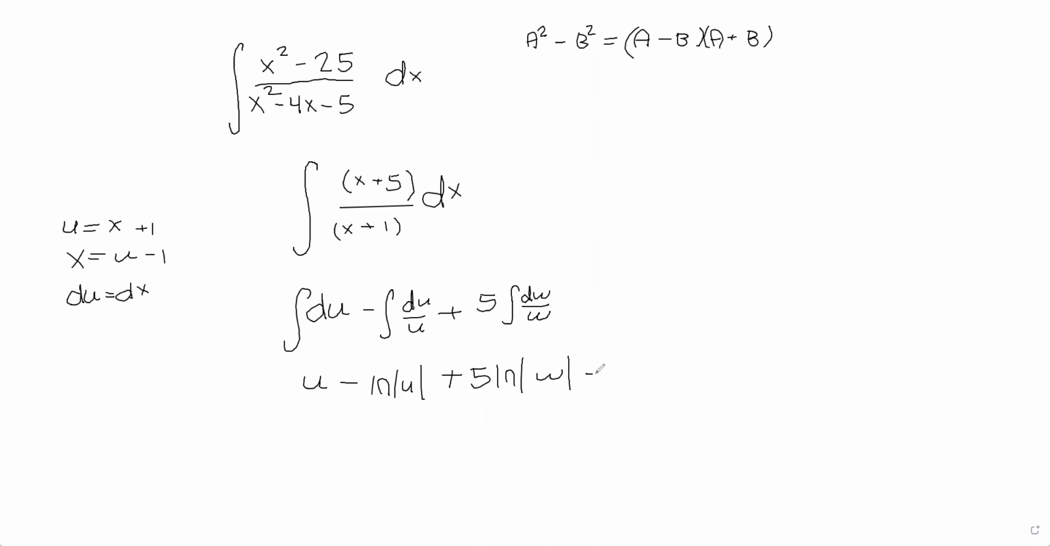And I know I erased it. I apologize about that. But u and w are actually the same in this problem. So u is going to be x plus 1. And then we have minus natural log of u, natural log of x plus 1, plus 5 times natural log of w. W is the same as u, which is x plus 1.